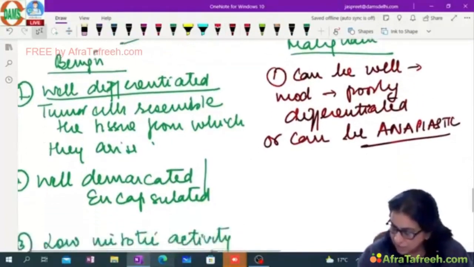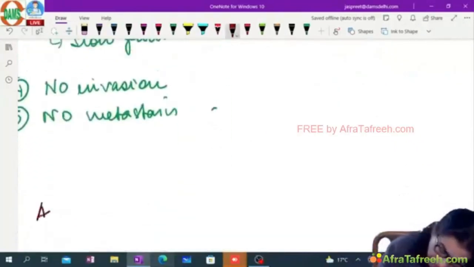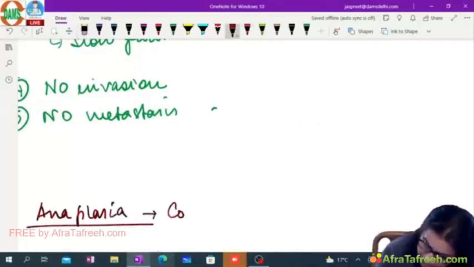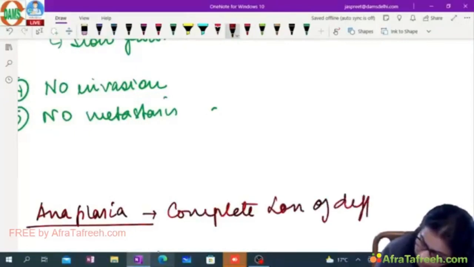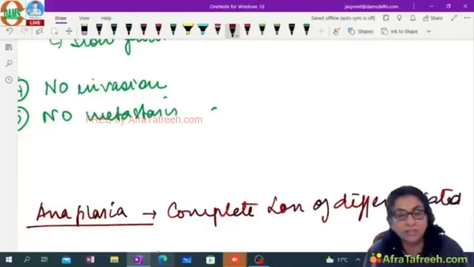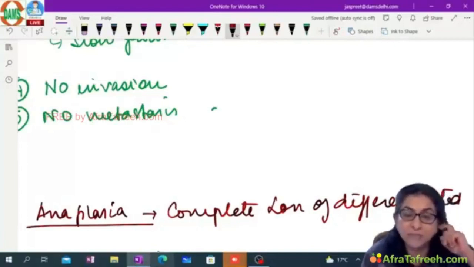What does the term anaplasia mean? Anaplasia means complete loss of differentiation. So the malignant tumors can be anaplastic, that is, they do not at all resemble the tissue from which they arise. For example, you have a liposarcoma, which is malignant.